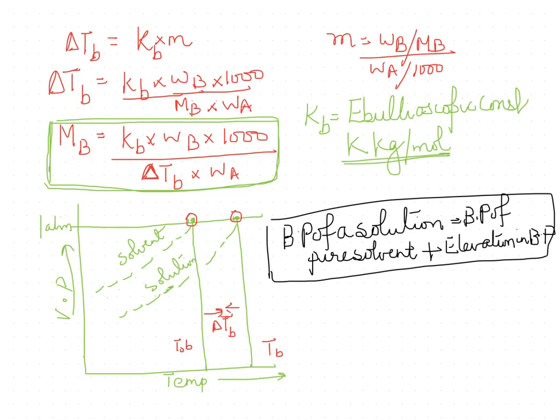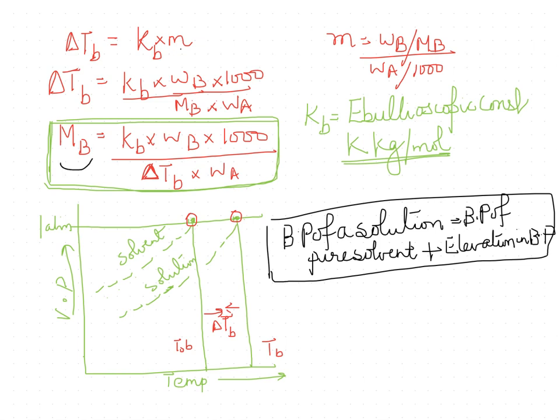Let us move ahead. Let me make it very clear. Once again, ΔTb is equal to Kb into m. And what is m equal to? m is equal to (Wb/Mb) divided by (Wa/1000). If I am not taking 1 kg, if it is in grams, we have to divide by 1000, isn't it? So I have written ΔTb is equal to Kb into Wb into 1000 divided by Mb into Wa. Is it very, very clear?